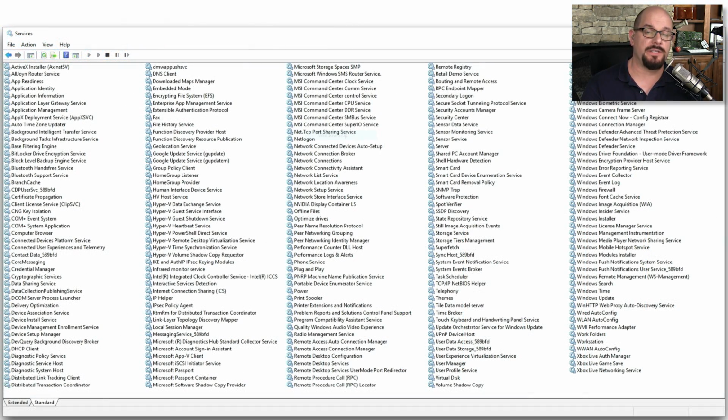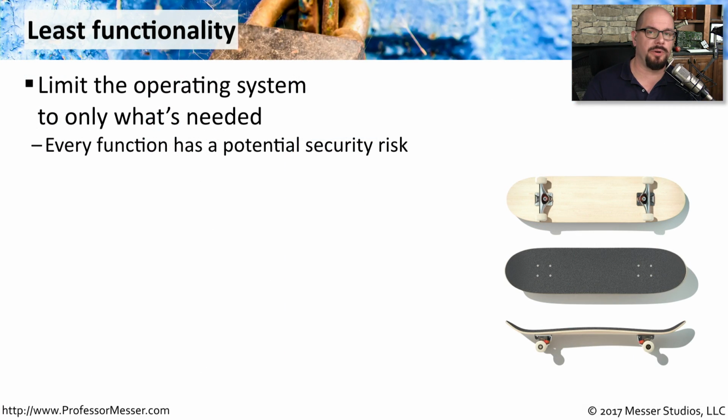Here's the list of services from my default Windows 10 desktop, and I have to determine which of these services are necessary and which ones are not necessary for the use of my system. You can see how difficult it might be to go through every single one of these services, research and understand what the purpose of that service is, and then determine whether you can disable or enable that service in your operating system.